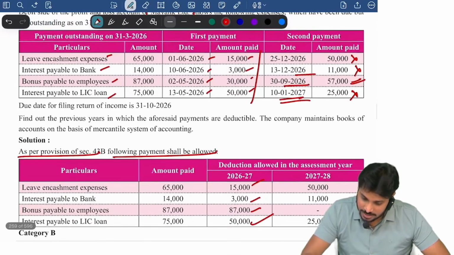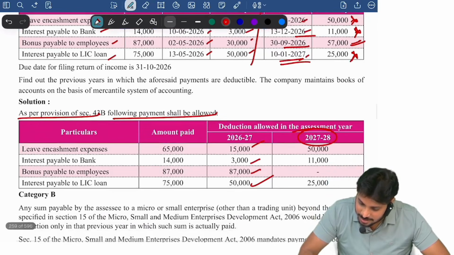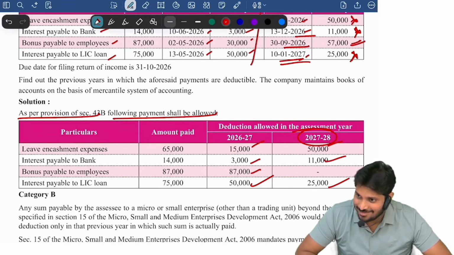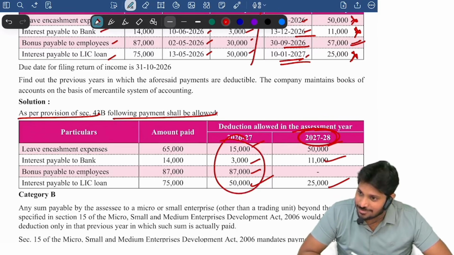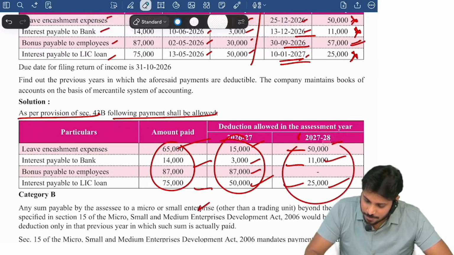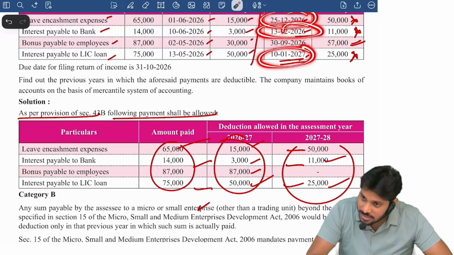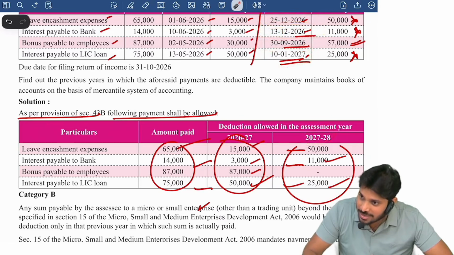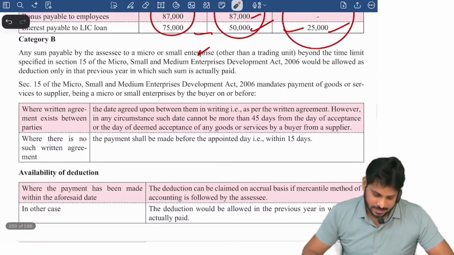Now in the next year, assessment year 27-28, these are all disallowed in the current year, right? Automatically allowed in that year. These are allowed in the next year. For the current year, it is not allowed. Amount paid is this much. These are disallowed in the current year, so in the next year it was allowed. You see here, these are paid in 26-27, which means assessment year 27-28. Allowed. Clear? Next.